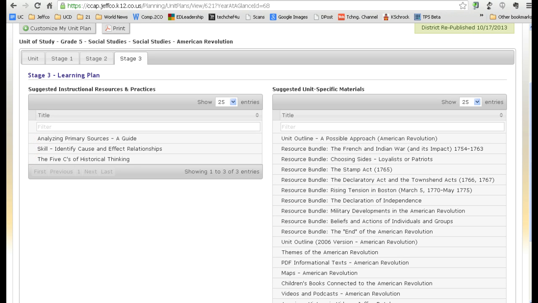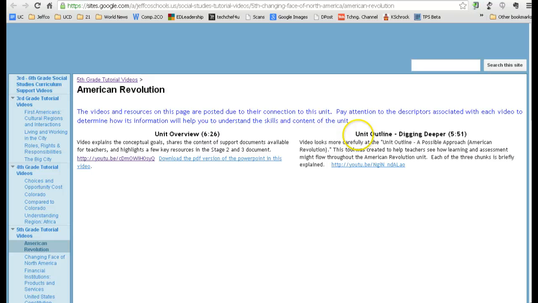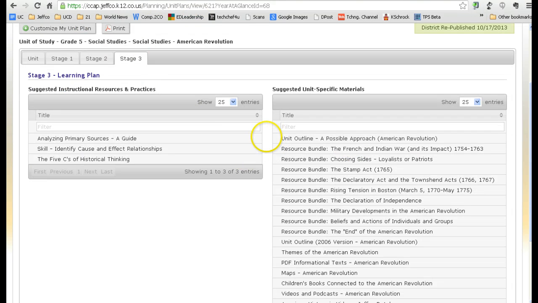So the analysis of primary sources can be a new approach to instruction, so we want to add that there. There's this skill in the unit of identifying cause and effect relationships, and some of this idea related to historical thinking to inform you as a teacher. Over here for unit specific materials, the first thing you're going to see at the top is a unit outline, a possible approach. You might recall that when I looked at the videos for this unit, the outline was explained right here. So I want to go to that, and that's great for teachers who have never taught this unit before.